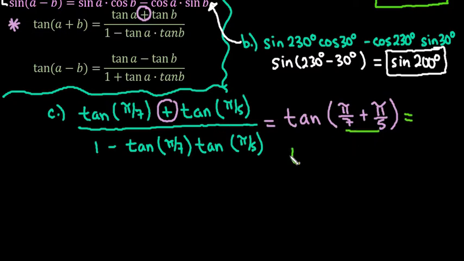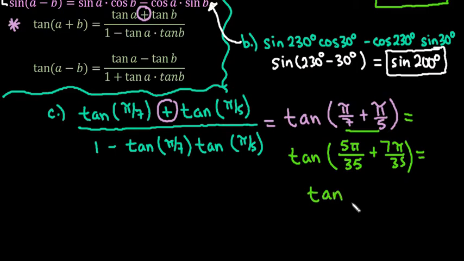Okay, so remember, to add fractions, they have to have a common denominator. So the common denominator of 7 and 5 is 35. The first one would be 5 pi over 35 plus 7 pi over 35. So we can say that the simplified expression of this is 5 plus 7, which is 12 pi over 35.